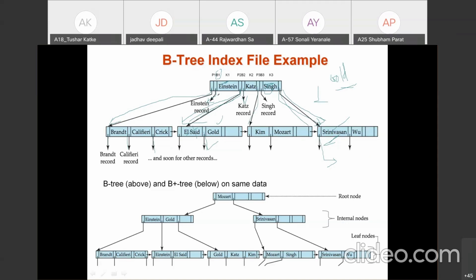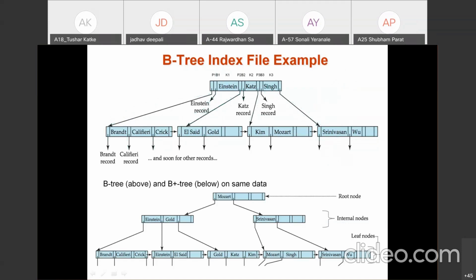So the advantage of B plus tree is that in the non-leaf node also we can store more search key values. But in a B tree, in the non-leaf node the search key storage is less. Another thing is that in a B tree there is no redundancy, but in a B plus tree there is redundancy. That is the major difference: in a B tree there is no redundancy of search keys, while in a B plus tree there is a redundancy of search keys.